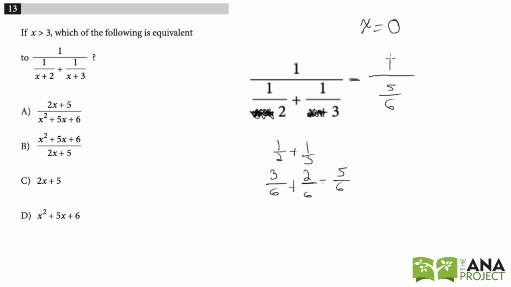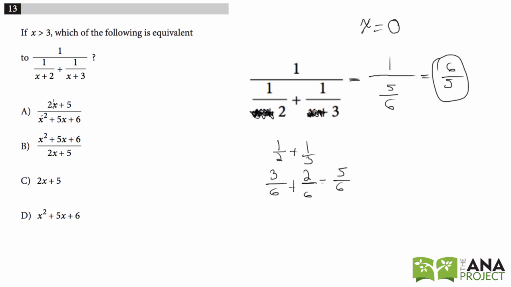Now in the last video I said 1 over any fraction, all you have to do is just flip that fraction around. So 1 over 5/6 is 6/5. So our answer is 6/5. Now our next step, we're going to plug in 0 into the variables of all these answer choices until we get 6/5. So let's try A.